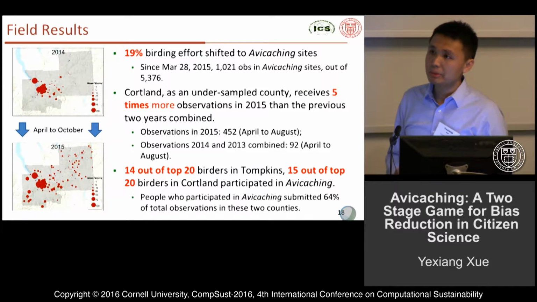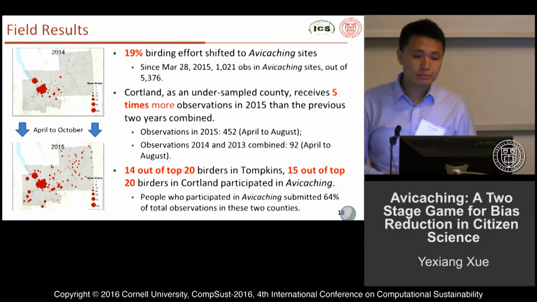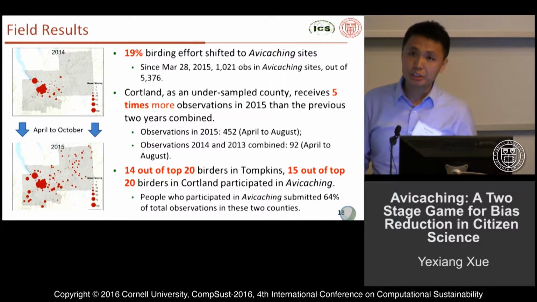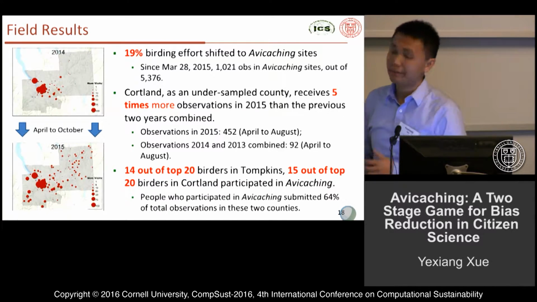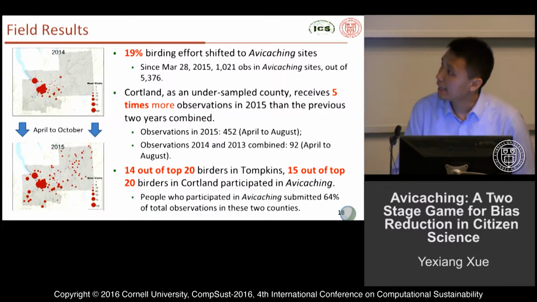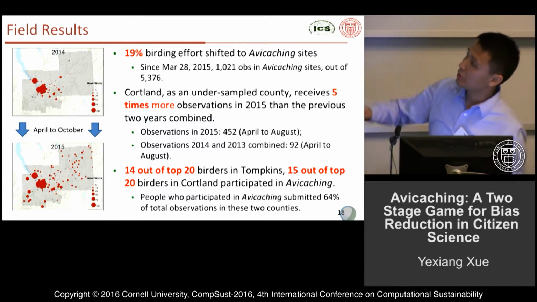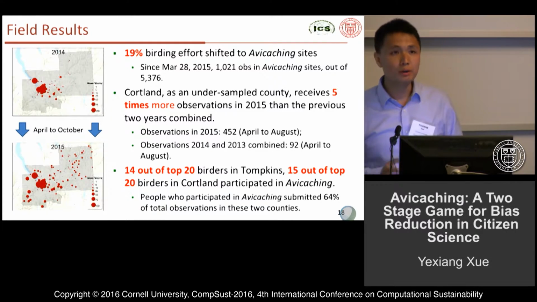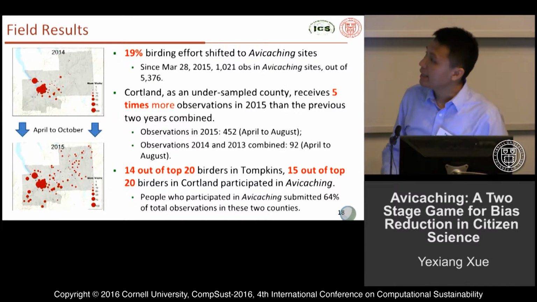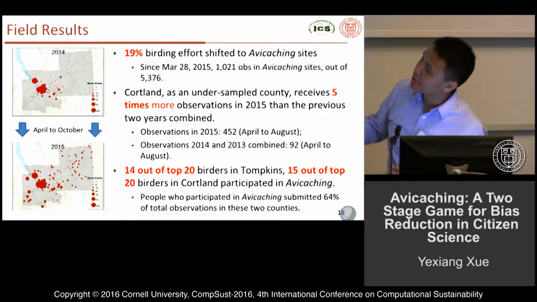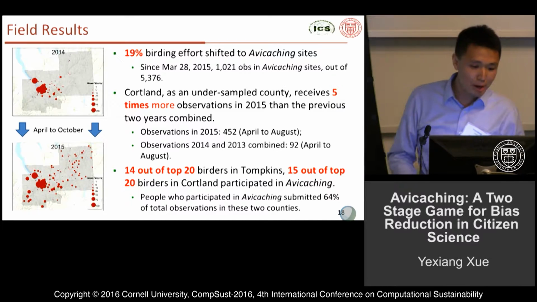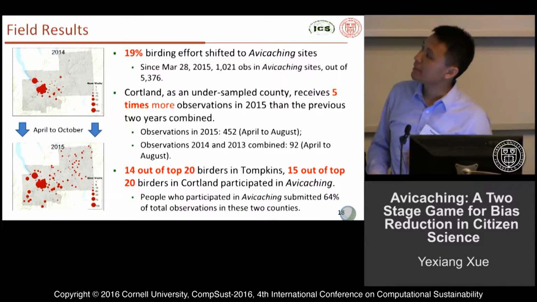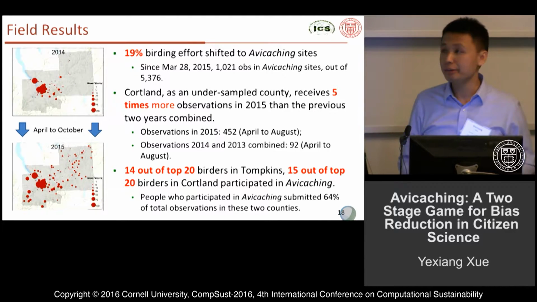From April to October in 2015, we were able to shift over 19% of effort in these 2 counties from traditional hotspots to Avicaching locations. Here on the left, I'm showing you 2 graphs. On the top is where people submitted their checklists in 2014, before the Avicaching game. And I'm contrasting that with the graph on the bottom, which shows where people submitted their checklists in 2015 when Avicaching was in the field.